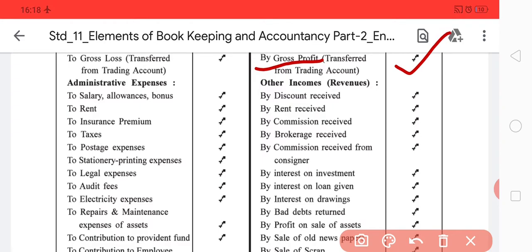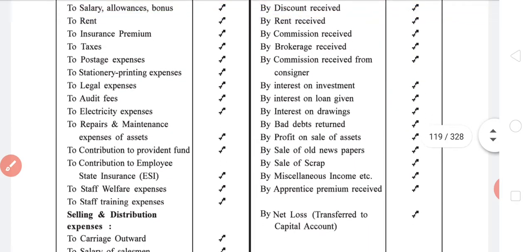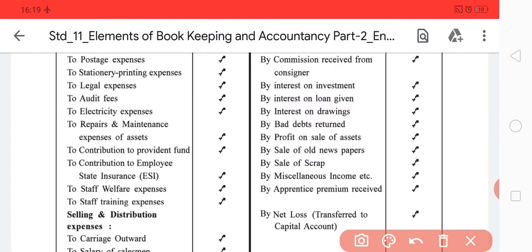Now other incomes like discount received, rent received, commission received, brokerage received, commission received from consignor, interest on investment, interest on loan given, interest on drawings, bad debt returned, profit on sale of assets, by sale of old newspapers, sale of scrap, miscellaneous income, apprentice premium received.